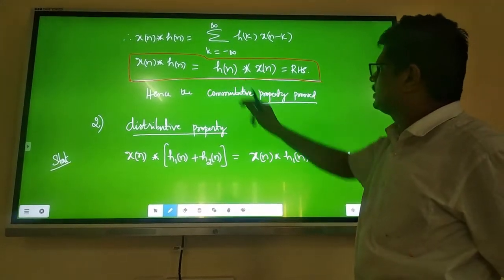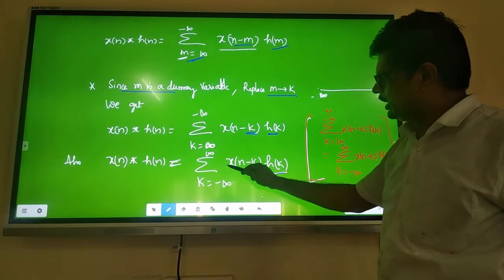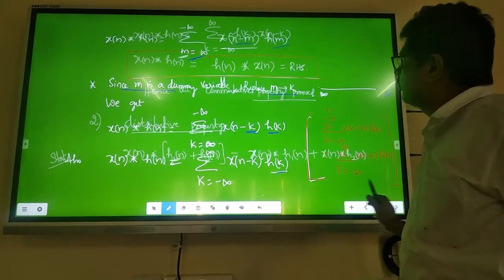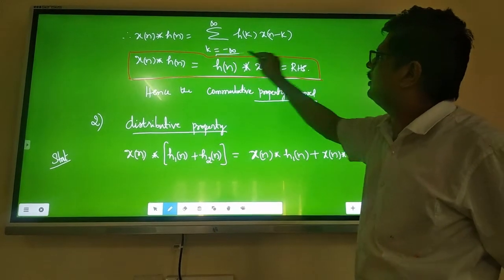Now I will write h of k first, and x of n minus k second. Why? Because I want the answer: h of k into x of n minus k. Which is nothing but what?